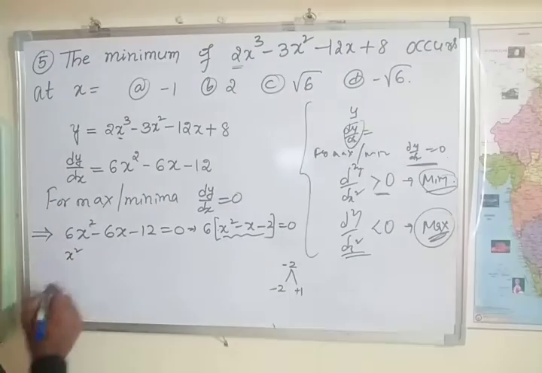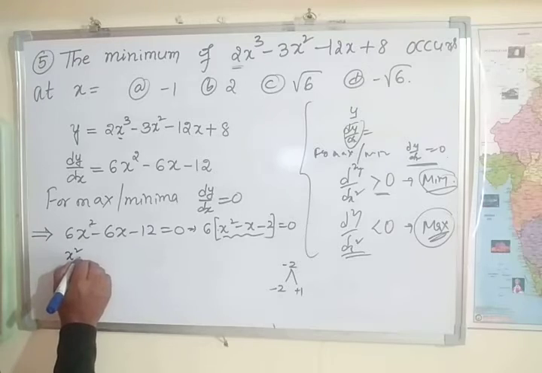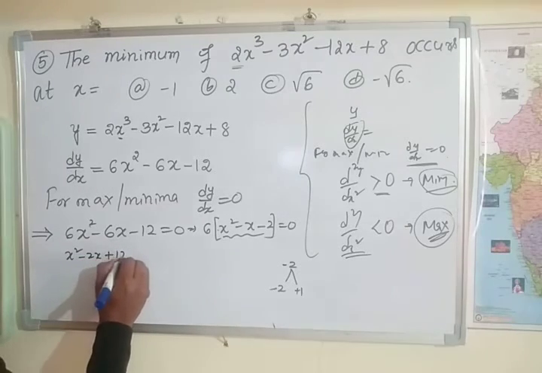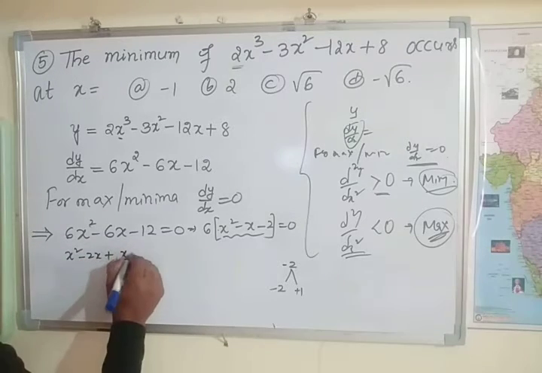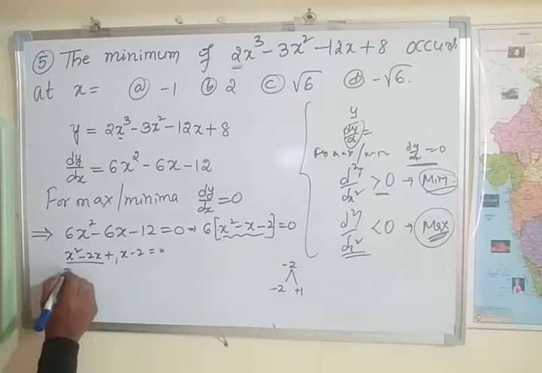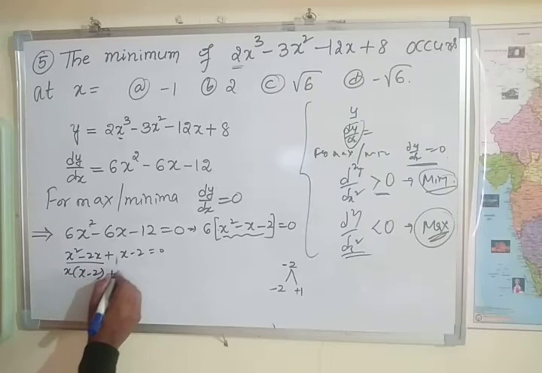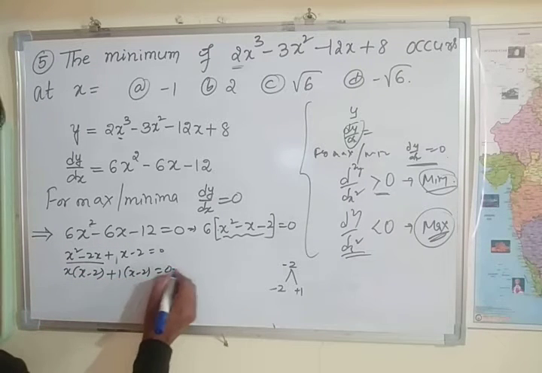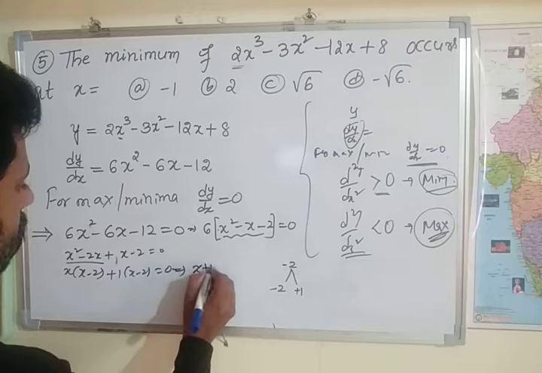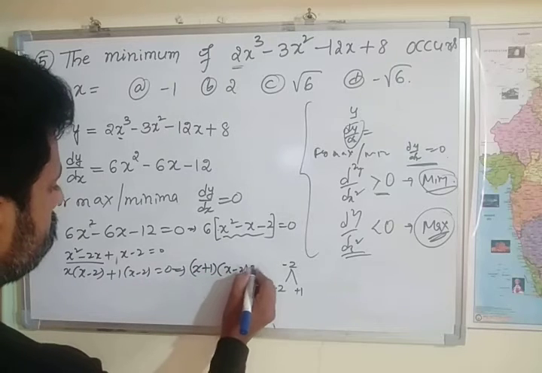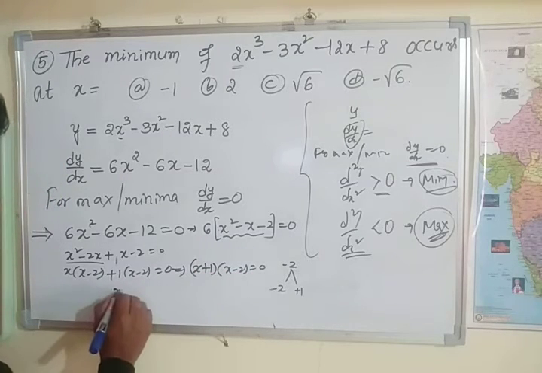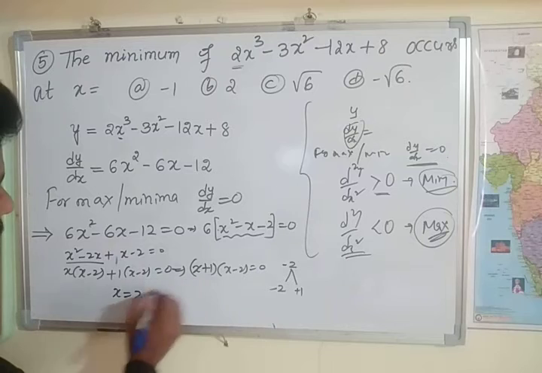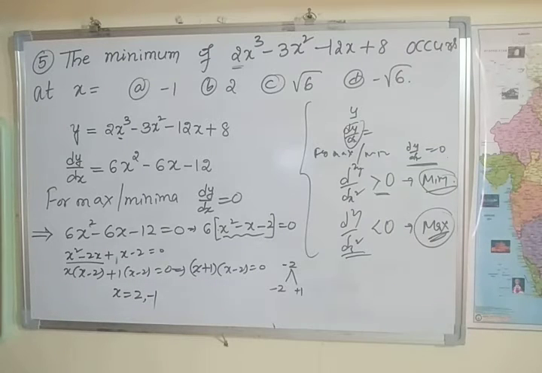x square minus 2x plus 1x, or x minus 2, equals 0. Simplify the result: x common, x minus 2 plus 1 of x minus 2 equals 0. This implies x plus 1 into x minus 2 equals 0. Here we get the points: x is 2, and another one is x is minus 1.